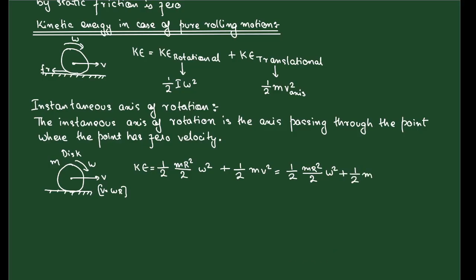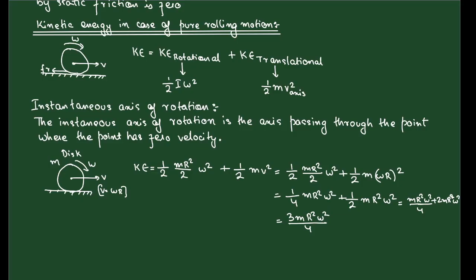See, if v is equal to omega r, omega can be said as v by r, isn't it? I'll just directly change the v out here: v is equal to omega r, square. Now if I solve this, it is nothing but 1 by 4 m r square omega square plus half m r square omega square. If you add these two, it will be m r square omega square by 4 plus 2 m r square omega square by 4, so our total kinetic energy will be 3 m r square omega square divided by 4.